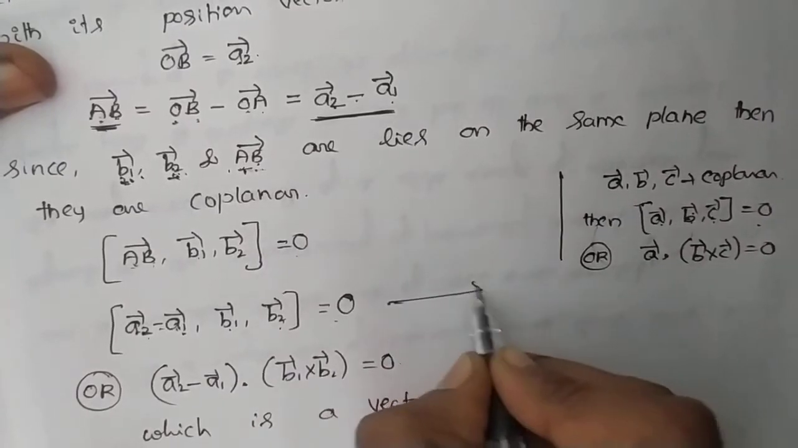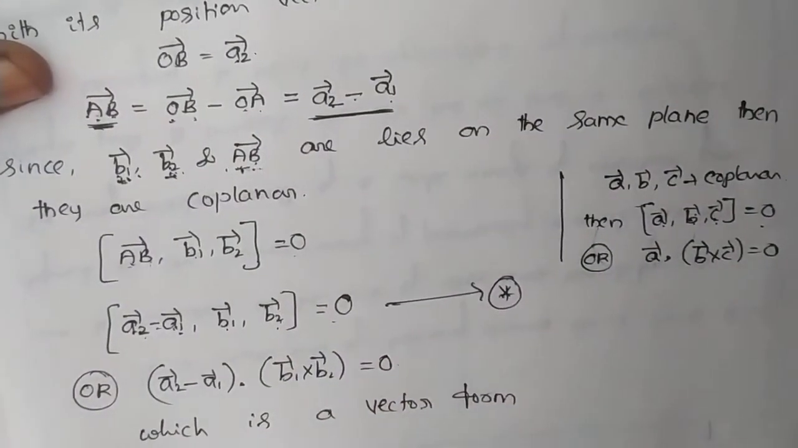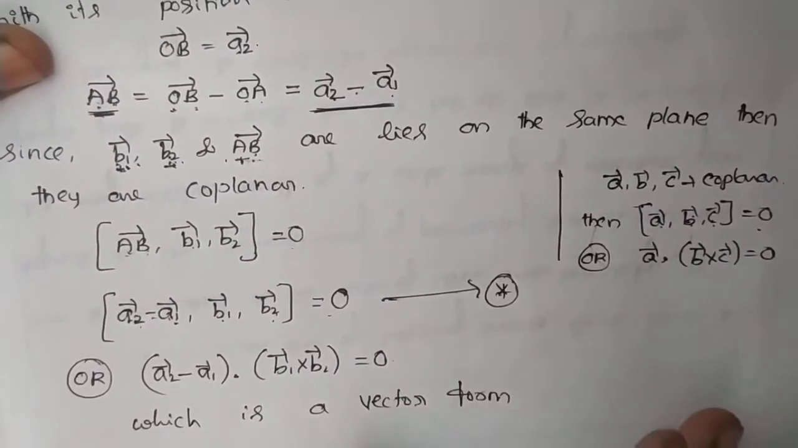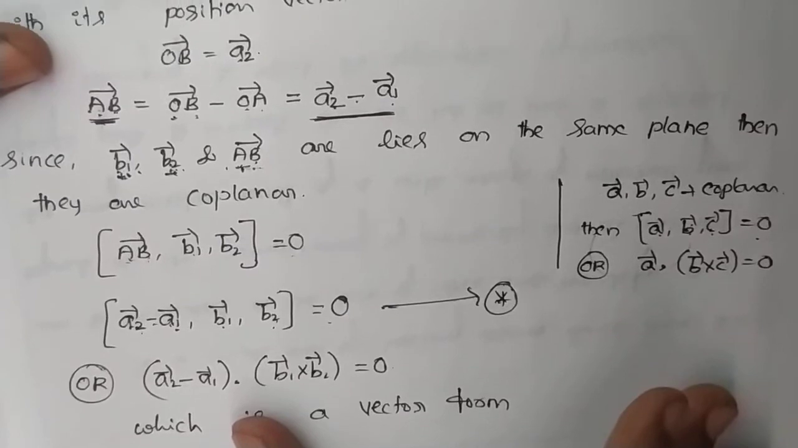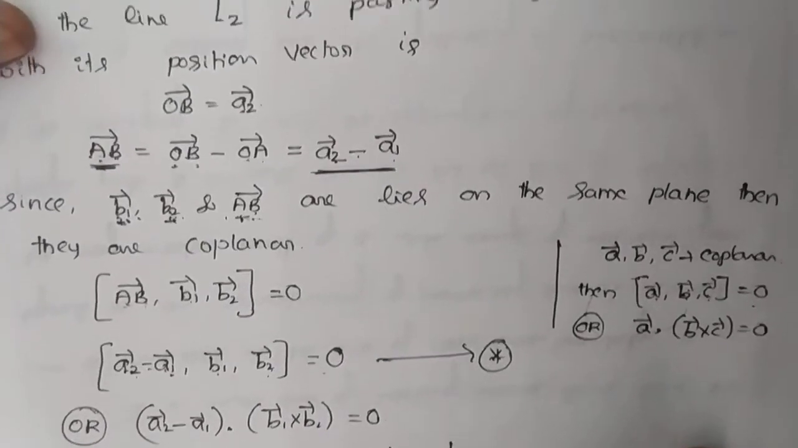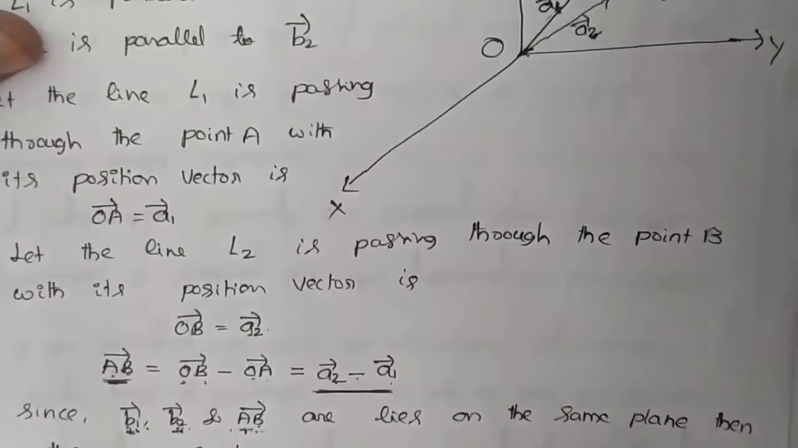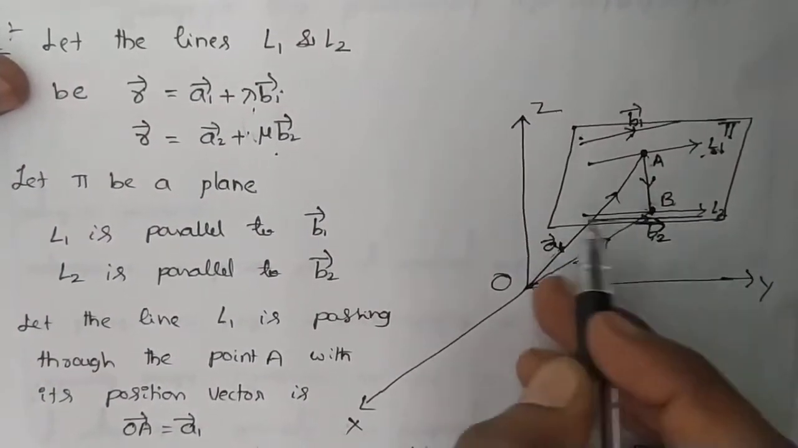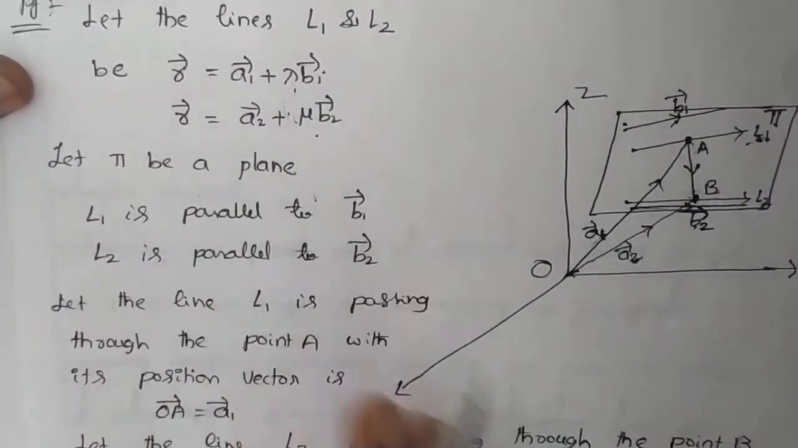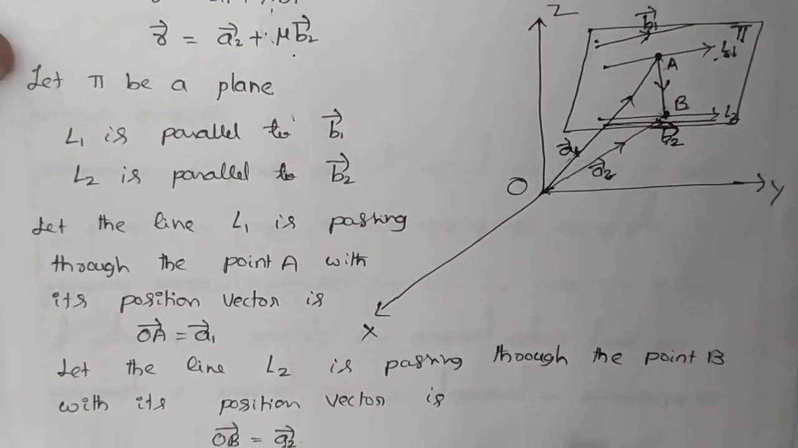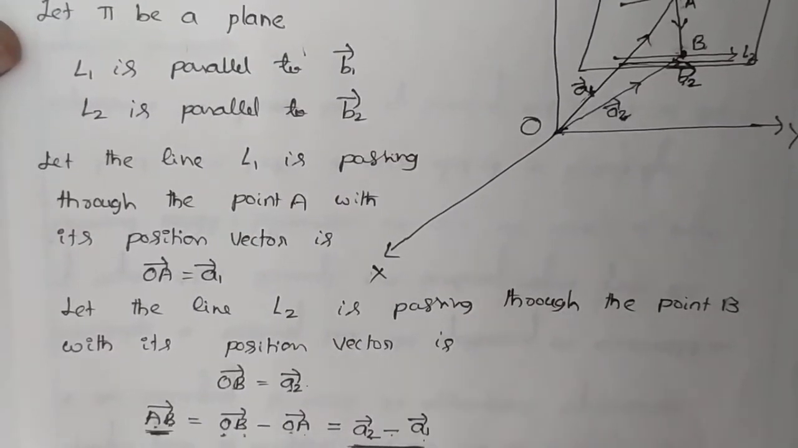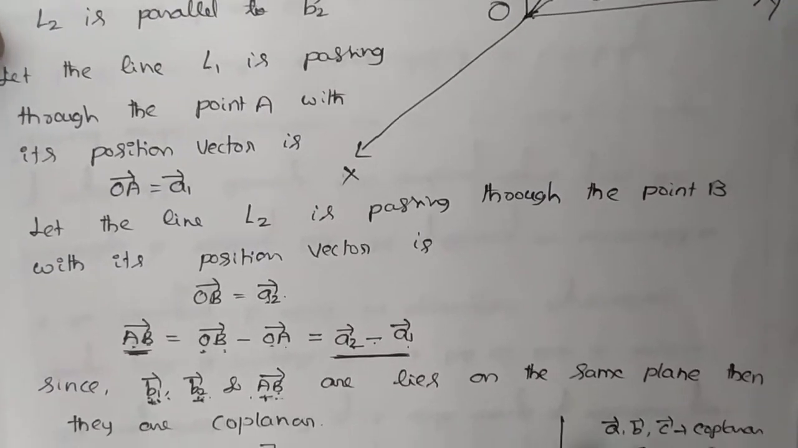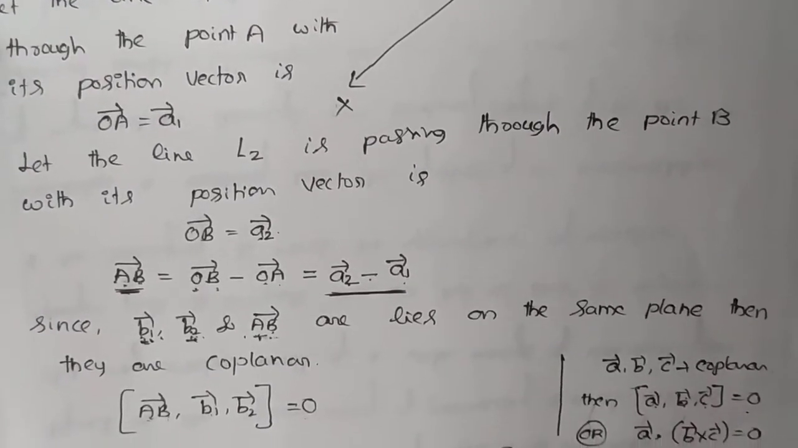Also call this equation number star, because we want to derive the equation of a plane in Cartesian form also. Hence it is the vector form. You just note down this derivation in your notebook. It is the diagram of the derivation, and it is the explanation. You just practice two or three times at your home, and you will be perfect.